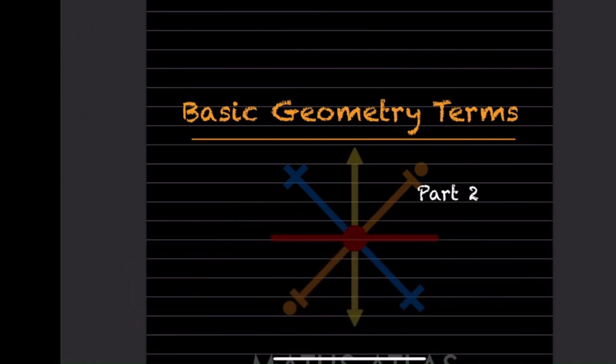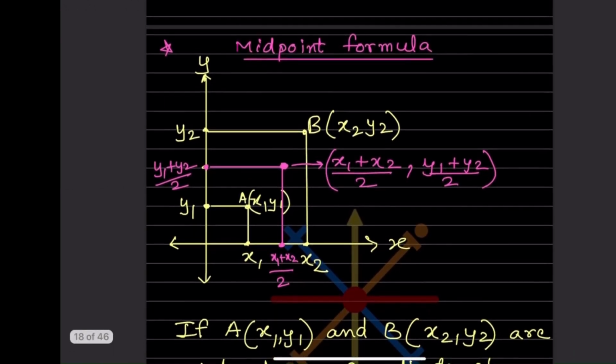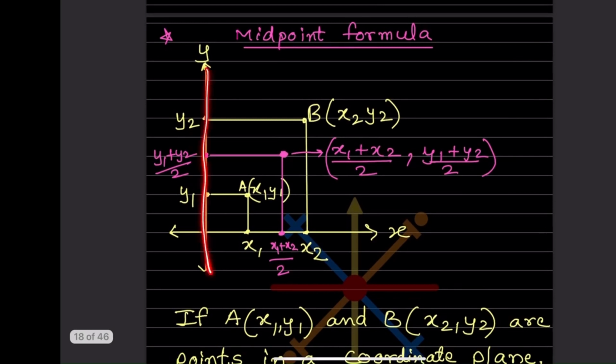Today we are going to do part 2 of basic geometric terms. So first thing, let us see the midpoint formula. This is the x and this is the y axis. We can take points over here, x1 and y1. The midpoint of this is the point of intersection. And then we'll take here x2 and y2. The joining point is B, that will be x2, y2.